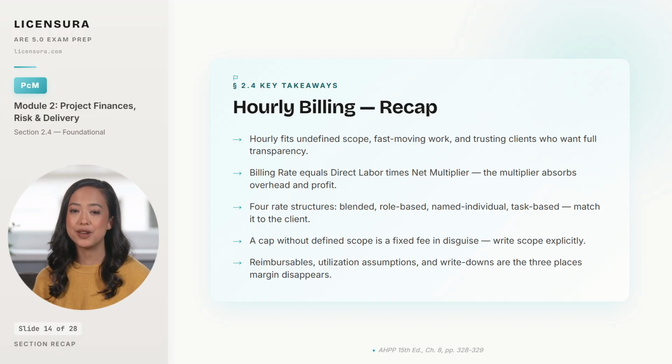The rate itself is built as direct labor cost times a net multiplier, and the multiplier is a single factor that already absorbs the firm's overhead, target utilization, and target profit margin. Do not divide by utilization a second time. 4 rate structures cover the practical range: a single blended rate for the simplest engagements, role-based rates for the standard mid-size project, named individual rates for sophisticated clients, and task-based rates for specialized practices.